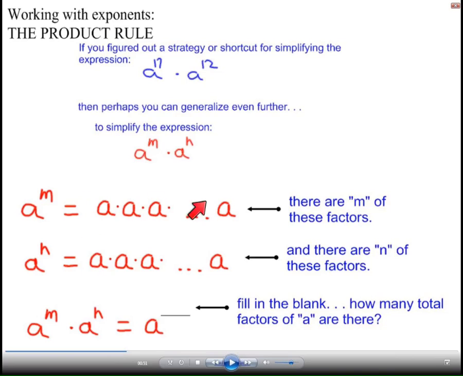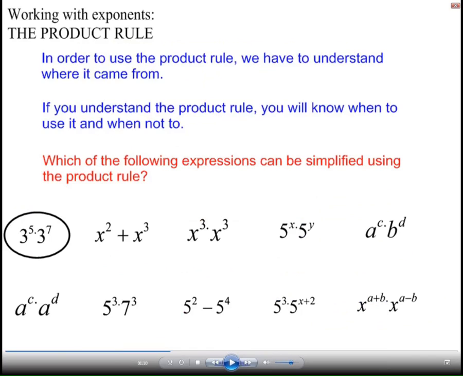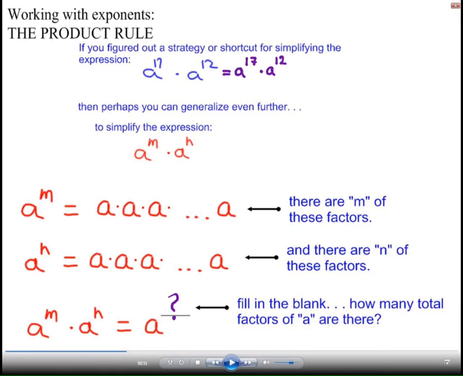Now, I don't know how many to write out, but I know that there are m of these, an additional n of those. Therefore, a to the m times a to the n can be simplified as, well, what would it be? Hold on a second. I think that you figured it out, so I will tell you we're going to get m plus n.